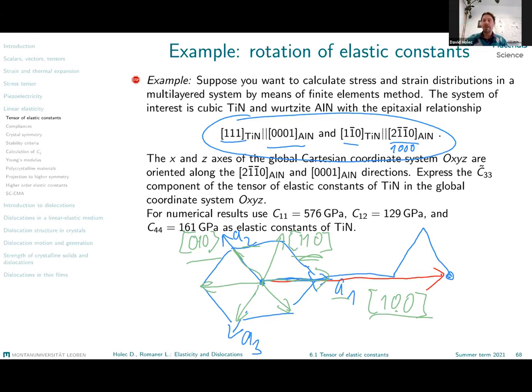What happens if you start using the four index notation is that this first one, I'll try to use a different color, will become the 2 bar 1 bar 10 direction. This one will become 1 1 bar 2 direction. This one will be bar 1 2 bar 10 direction. This would be bar 2 110 direction. This would be bar 1 bar 120 direction. And finally, this one is 1 bar 210 direction.